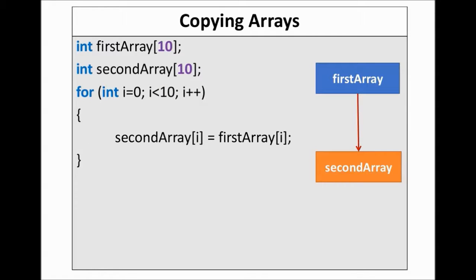Or we have another better code. We use loops instead of copying or writing each index separately. So if we have two arrays, first array and second array, both of int data type and same size 10, then we use a for loop. In the for loop, we simply write the second array index in which we want to copy the data from the first array and make it equal to the first array of the same index.